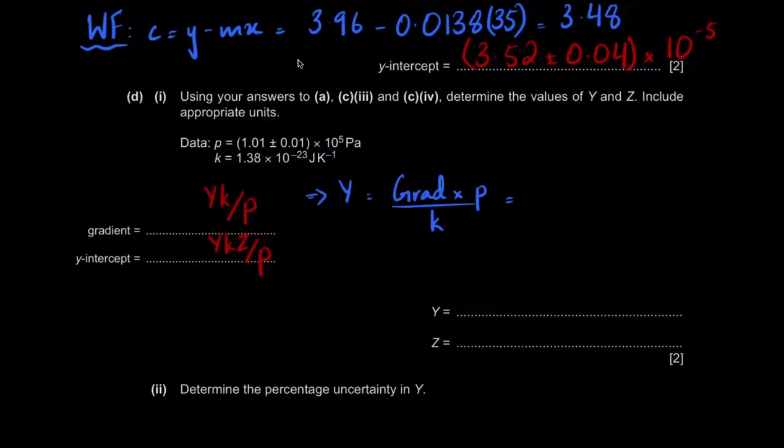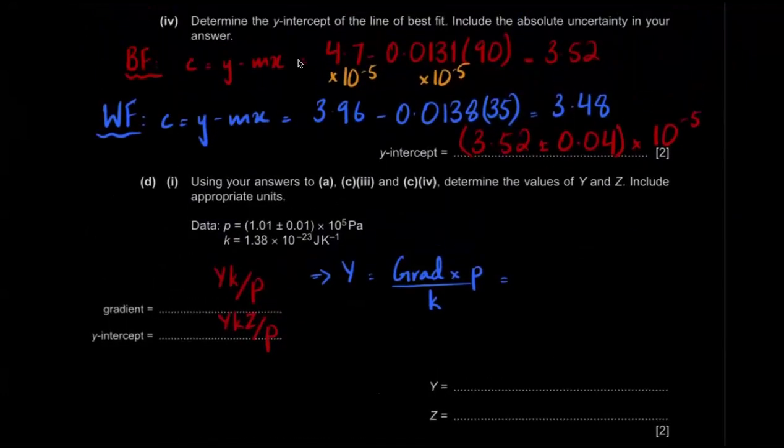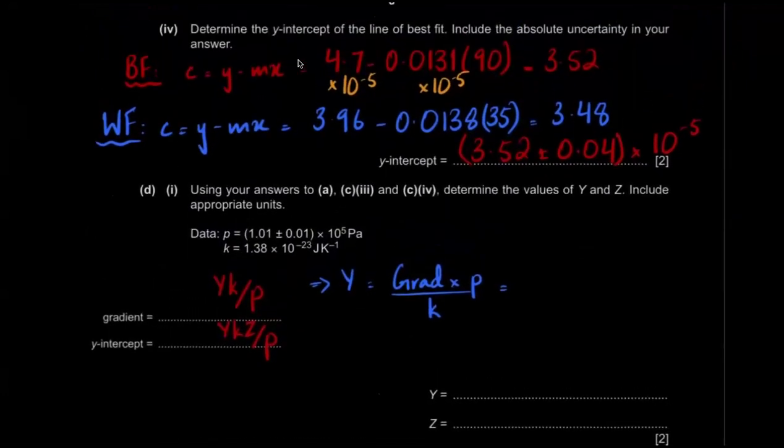I want to talk more about the units part. So the gradient I had as 0.0131. This is 10 to the negative 5. This is 10 to the 5, so they would cancel out anyway. So I have this 1.01 here really, and divided by k, which does have some prefixes, which is 1.38 into 10 to the negative 23.